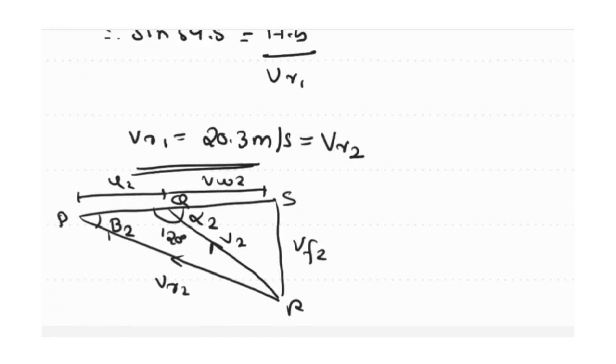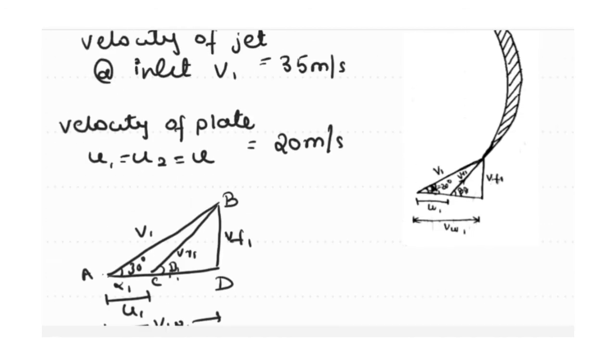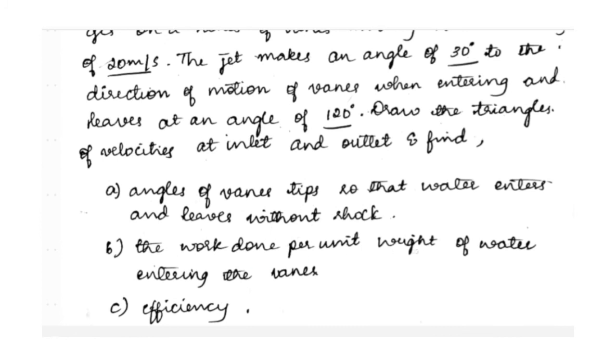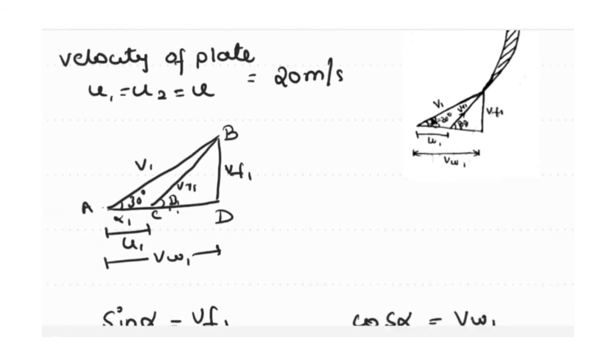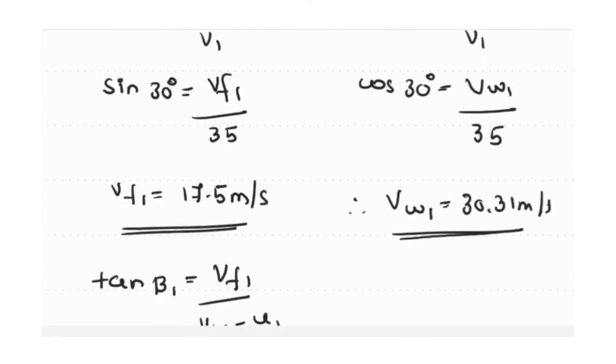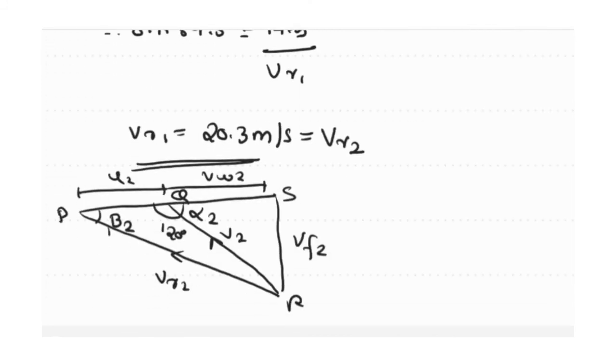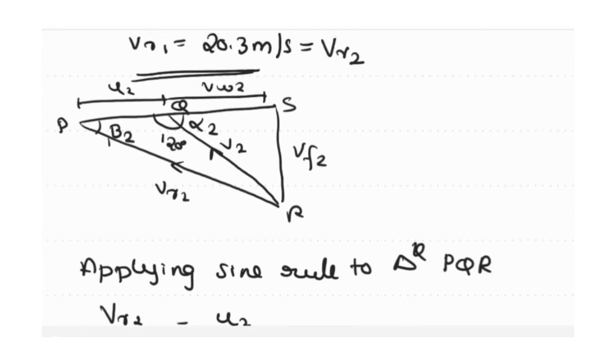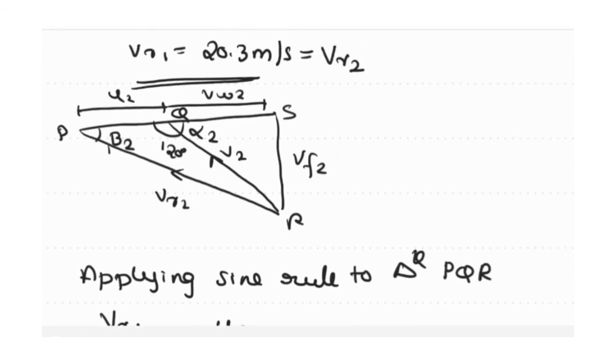Next we should calculate the work done per unit weight of water. So not the work done per second. We have to calculate work done per unit weight. So for that we need VW1, VW2. VW1 you have calculated. Similarly we should calculate VW2 from the outlet triangle. So that is this portion. So we should calculate what is VW2.